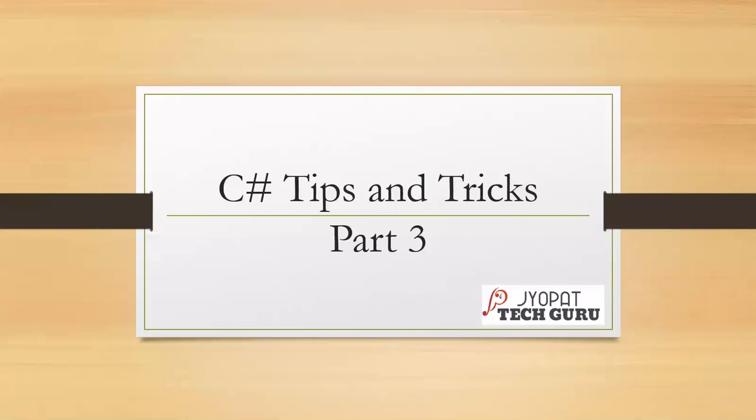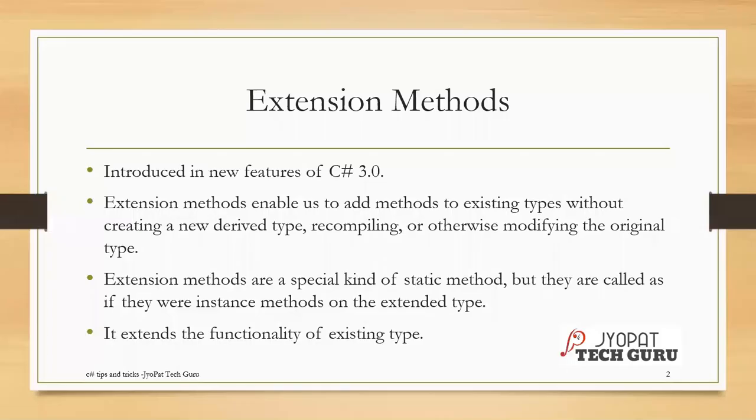Today we are going to discuss C Sharp tips and tricks. This is part 3, in which I am discussing extension methods as well as the yield keyword. Let us start the discussion with the extension methods. These were introduced in C Sharp 3.0.